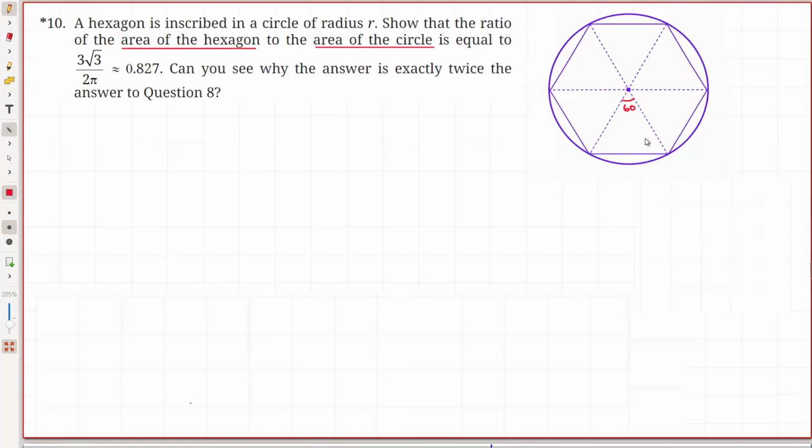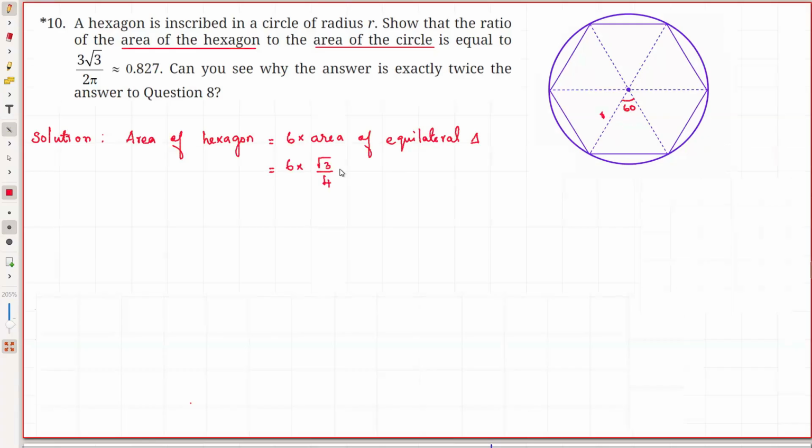So first, the area of the hexagon is equal to 6 times the area of an equilateral triangle. We know the area of an equilateral triangle formula: 6 into root 3 by 4 a square. We can take the side as r, so root 3 by 4 times r square. Now we simplify it: 2 fours are 8, 3 twos are 6. So we are getting 3 root 3 r square by 2.